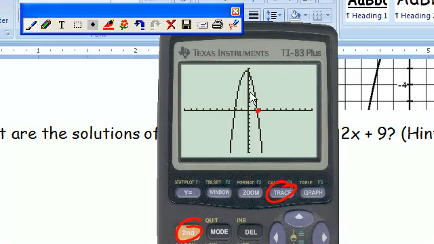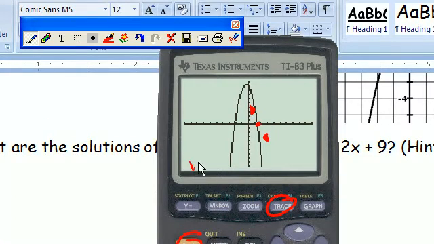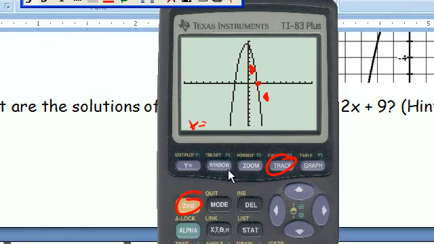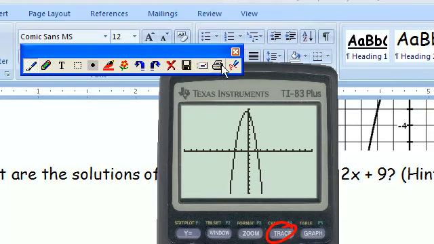That one right there. We'll set a left bound. We'll set a right bound. And same thing will happen. It'll give us x equals whatever the 0 is, y equals 0. So let's go ahead and see what that looks like.